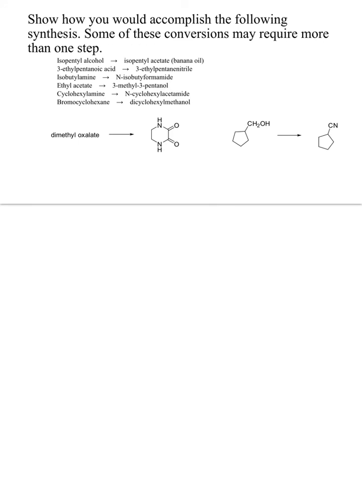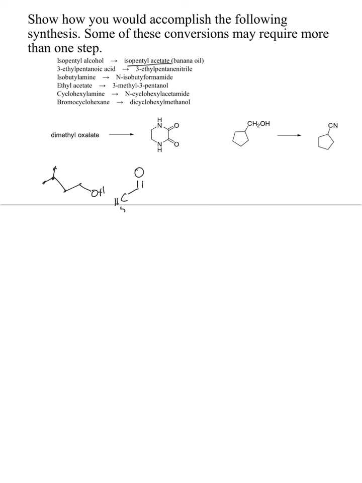Okay, then we're going to do number 20. Show how you would accomplish the following synthesis. Some of these conversions may require more than one step. Okay, so this is just good basic chemistry. Isopentyl alcohol. So isopentyl alcohol is 1, 2, 3, 4, 5. There's isopentyl alcohol, and you want to make isopentyl acetate.